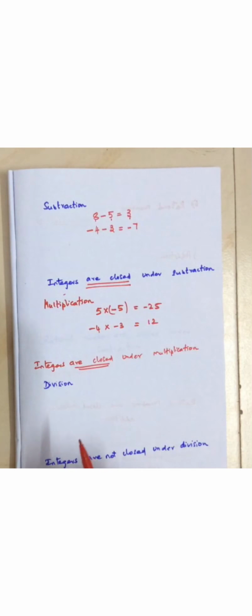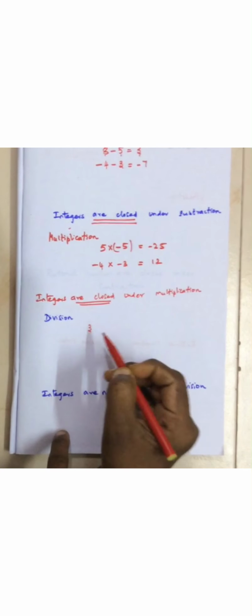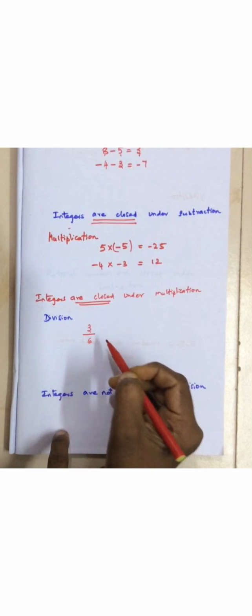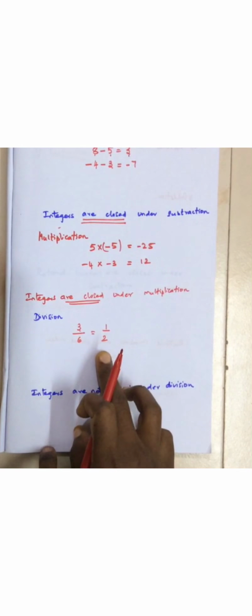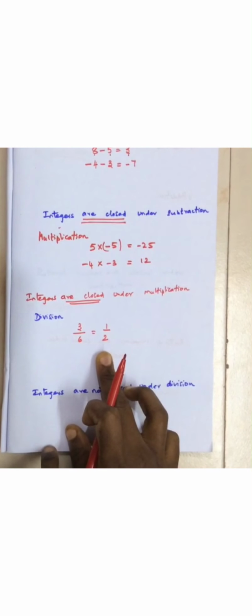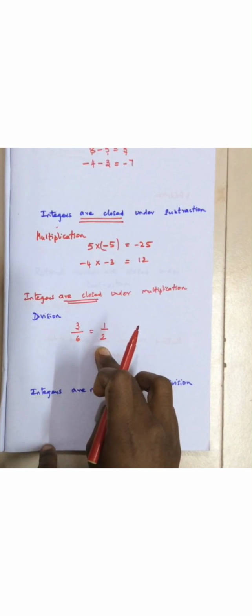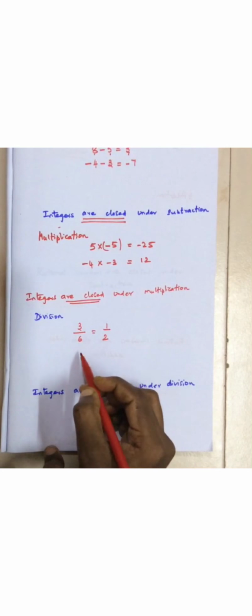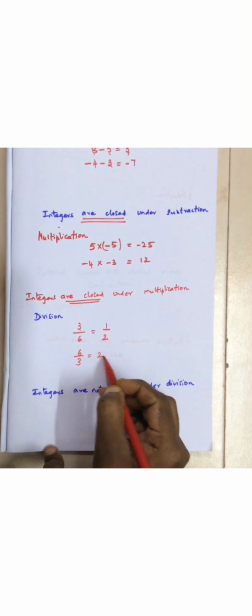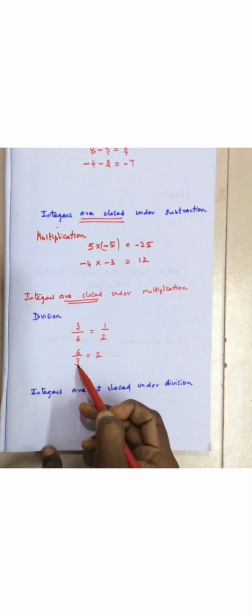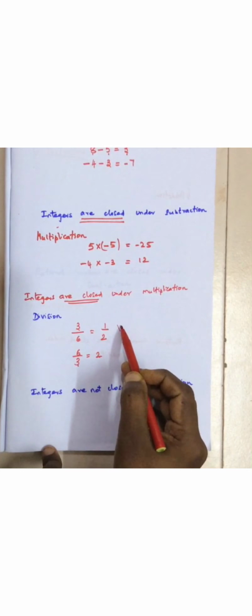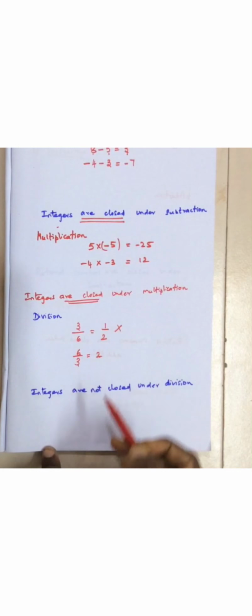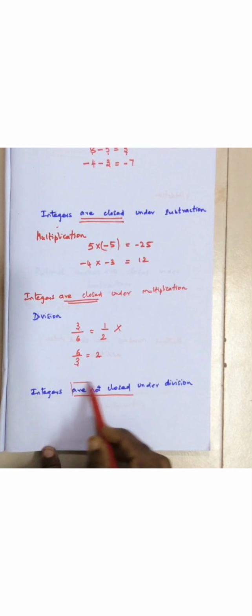The last case is division. If you take 3 divided by 6, which will give 1 by 2. So here 1 by 2 is not an integer, 1 by 2 is a rational number. In some cases it will be satisfied for integers. Suppose we take 6 by 3, which gives 2. Here 6 is an integer, 3 is an integer, 2 is also an integer. But for the earlier case, 1 by 2 is not an integer, it is a rational number. So we can say integers are not closed under division.